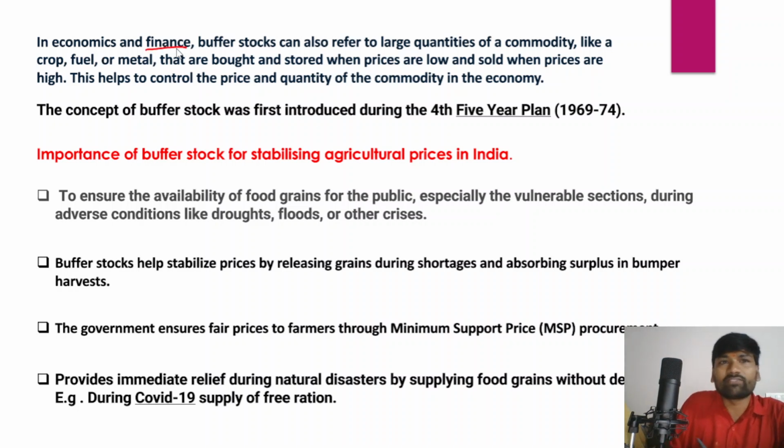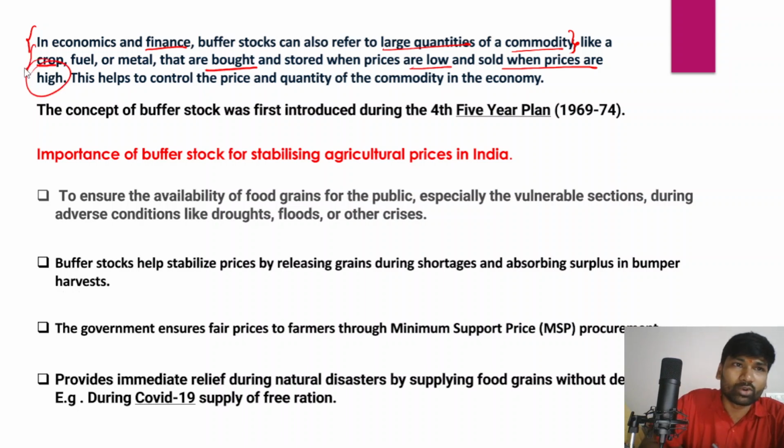So in economics and finance, buffer stocks refer to large quantities of a commodity. This is a very specific definition of buffer stocks. For example, a crop. With respect to buffer stocks in India, we could say that the agriculture produce which is procured by the Food Corporation of India, and even it can be fuel, it can be metal. They are bought and stored when prices are low and sold when prices are high. So you can also do the same thing.